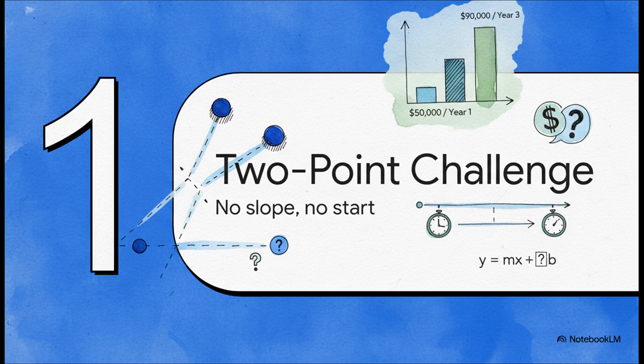Okay, so what is the 2-point challenge? Well, it's that situation where you're kind of flying blind. You don't know the rate of change, that's the slope, and you don't know the starting point, the y-intercept. All you have are two snapshots in time. Think about it like this. Maybe a company's profits were $50,000 in year 1 and $90,000 in year 3. Our job is to find the single equation that connects those two dots.